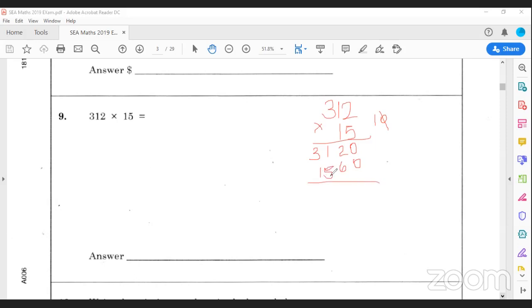Now we're going to add. 0 plus 0 is 0, 2 plus 6 is 8, 1 plus 5 is 6, 3 plus 1 is 4. So the answer we are getting here is 4,680. Good, so let's go on to number 10.